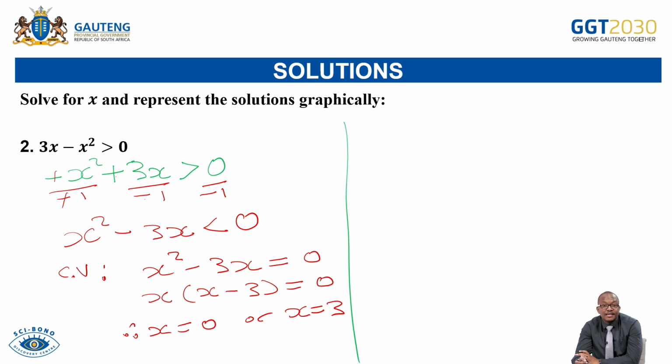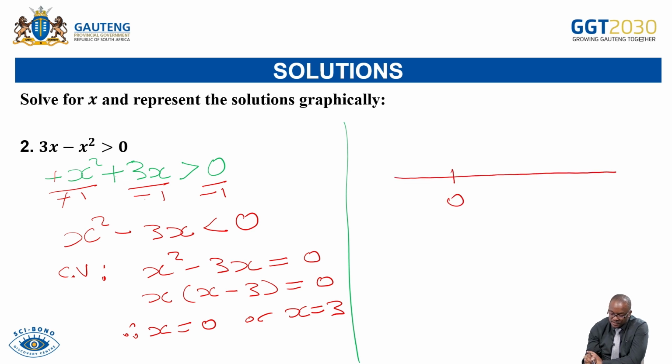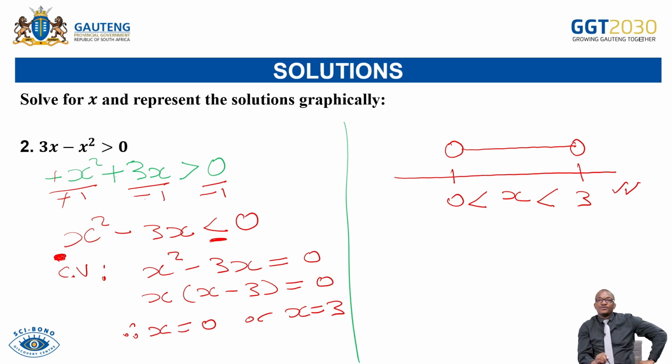So those are the critical values, correct? Then from our critical values, what do we do then? We have 0 and positive 3. Then now, because the leading coefficient there is positive and the sign is less than, then we're going to use less than and less than. Correct? Then this is what we want to see. Remember, represented graphically, we can see that here we have it like that. So that's how you represent it graphically.